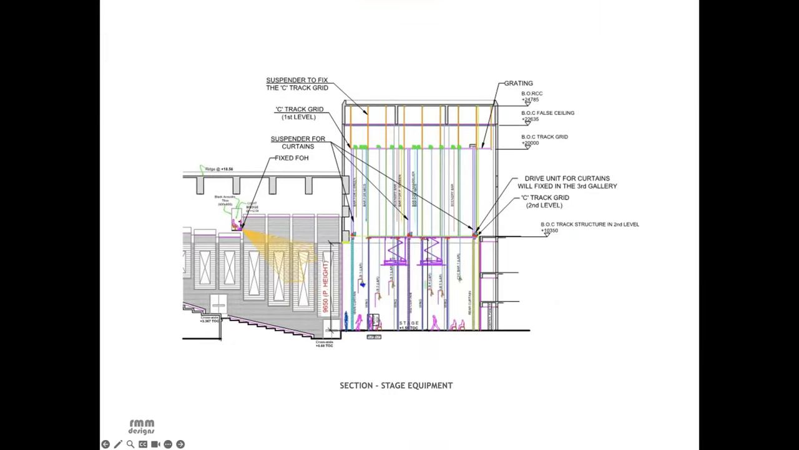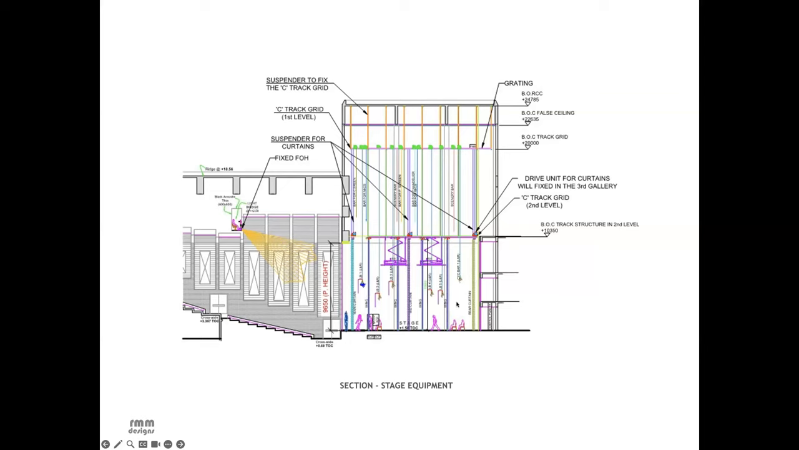This is the same arrangement in section for a better idea. So your C-track grid is over here in pink. These small green blobs are actually the drive units or the motors for all these parts. And this zigzag is what is known as the teleclimber, for which you can add the side lights. All these are your various bars.